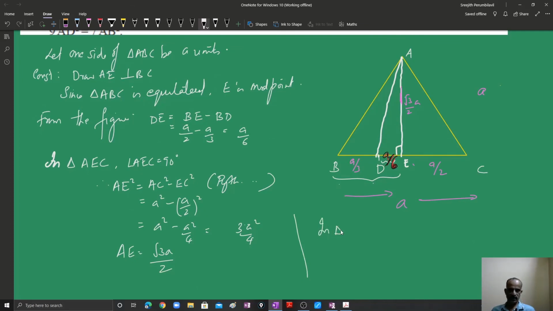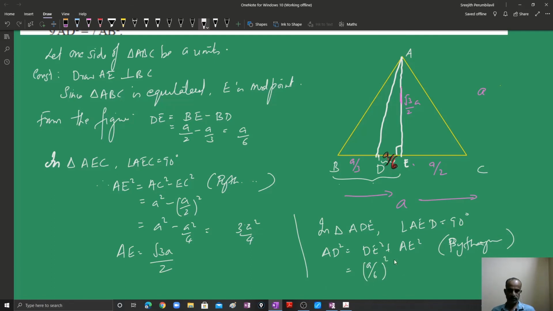In triangle ADE, angle AED is equal to 90 degrees. Using Pythagoras theorem, AD square is equal to DE square plus AE square. This is equal to, DE means what?